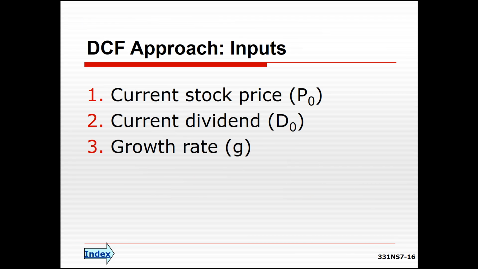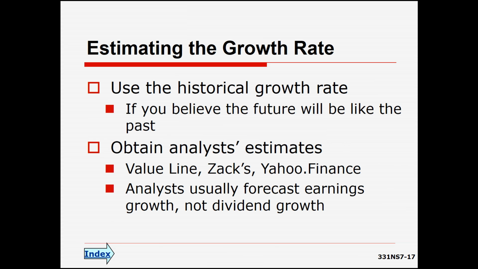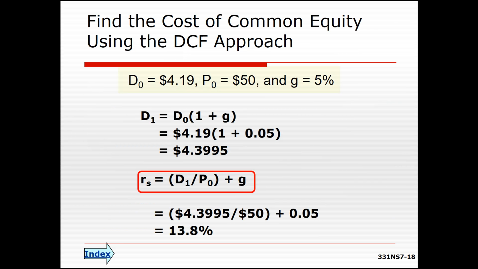To use the discounted cash flow constant growth model, we need three pieces of data. The current stock price, observable. The current or last paid dividend, published data. The constant growth rate. We need an estimate of that. The growth rate is the one variable that we cannot observe, and we have two choices as sources. We could use historical data to estimate a growth rate, assuming the future will be like the past, or we could use analyst estimates, and there are many published forecasts, but analysts forecast earnings growth, not dividend growth. Using our given data, the last dividend was $4.19, the price per share of the stock $50, growth rate 5%. Substituting that in, we find a cost of 13.8%.